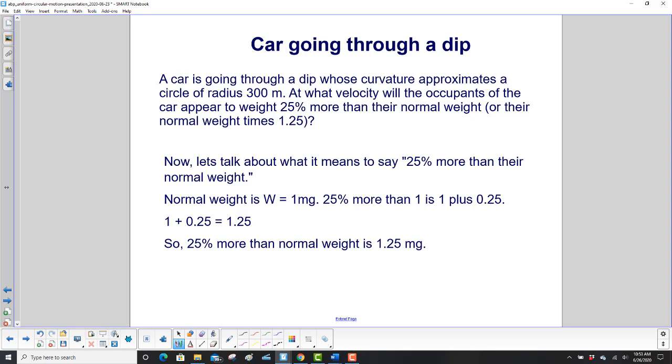Now, let's talk about what it means to say 25% more than their normal weight. Here's normal weight again. We typically just write it mg, but the 1 is there so we can do a little math. 25% more than 1 will be 1 plus 0.25, which is 1.25. So 25% more than normal weight will be 1.25 times the normal weight, which is just mg. So it's 1.25 mg.